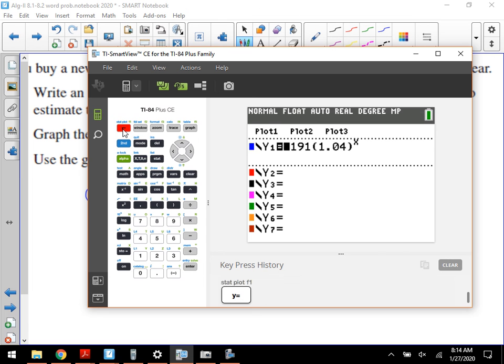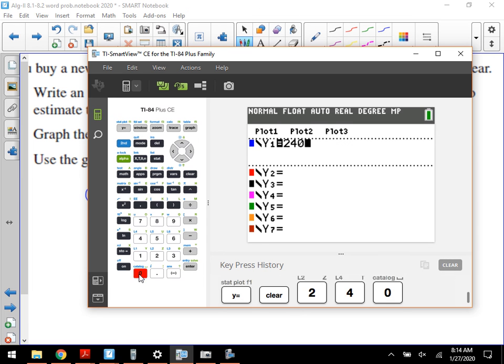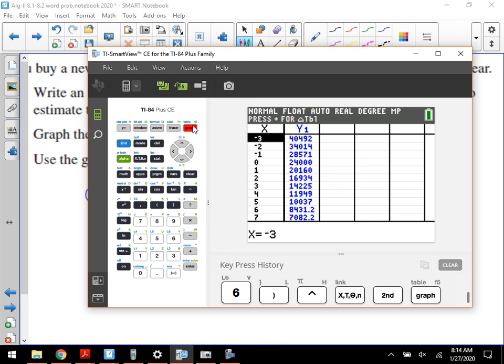Y equals, let's clear out what we had, 24,000. Biggest mistake you might make is missing a 0. Then it was 1 minus 0.16 to the X. And go to our table. Obviously, year 0 should be 24,000. How much was it worth at year 2? $16,934.